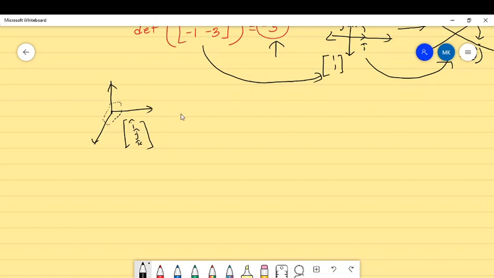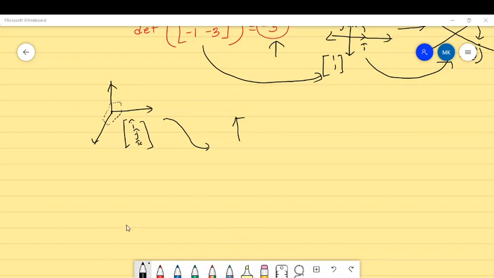So let's say this is the initial position of your vectors. Now after the linear transformation, let's say you come to this. I have some pictures, so let's see if we can import those pictures here.